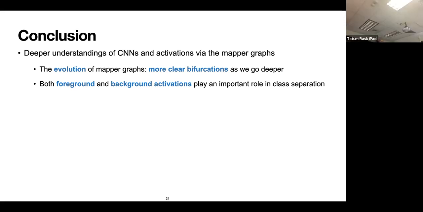Okay, yeah. So in newer work, I refer to those mapper nodes as what I call topological neighborhoods, in the sense that each node corresponds to a topological neighborhood. So you might have three neighborhoods in that case where they all have the same level of activation, but they are far away from each other. Okay. Thank you.